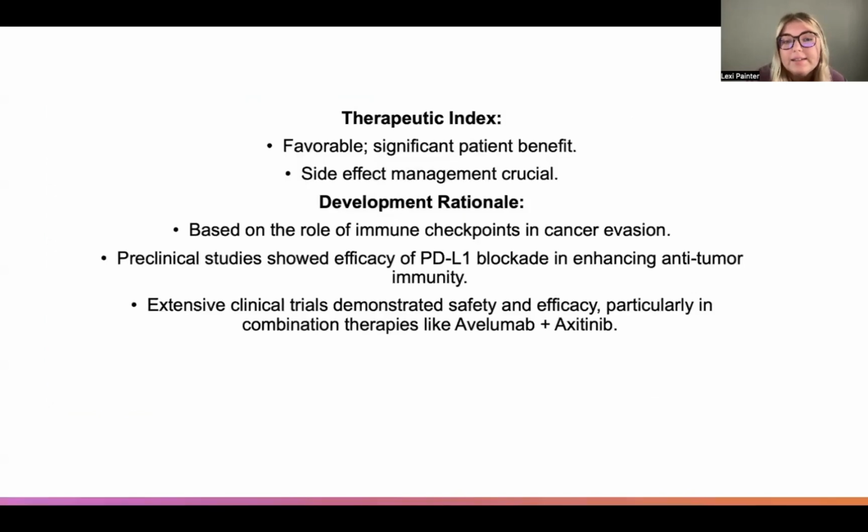The therapeutic index of avelumab is considered favorable, with a significant portion of patients getting benefits from the drug. However, there are side effects, and it is important to manage them and maintain a good balance.